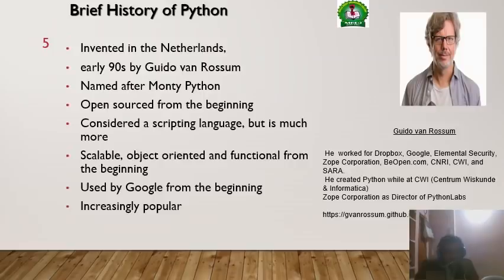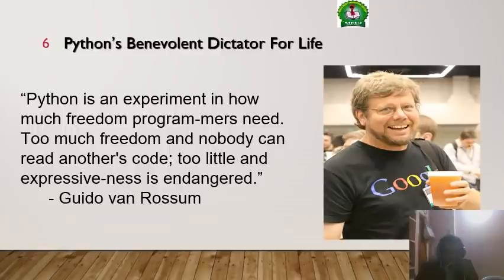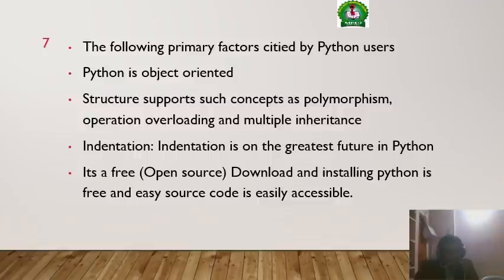Now the brief history of Python. Python was invented in the Netherlands in the early 1990s by Guido van Rossum. The name Python comes from Monty Python. It is open source from the beginning, considered as a scripting language, and much more scalable, object oriented and functional from the beginning. It was used by Google from the beginning and is increasingly popular. Python is an experiment in how much freedom programmers need, by Guido van Rossum.